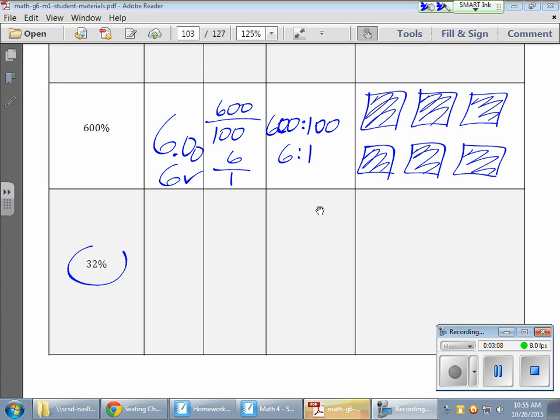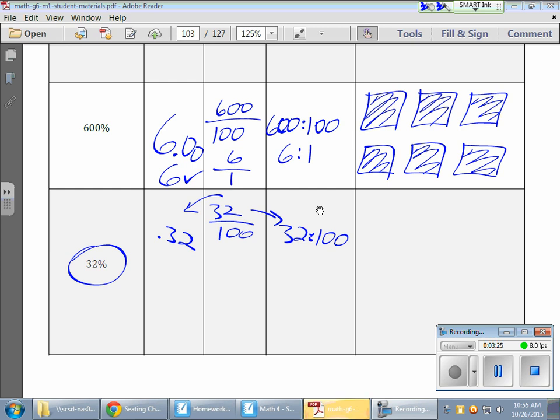I mean, if you want to look at 32, 32% is 32 over 100. Again, you can simplify that if you'd like. I can take that and cruise over to my decimal with 0.32. I can then cruise over to my ratio, again putting everything together.